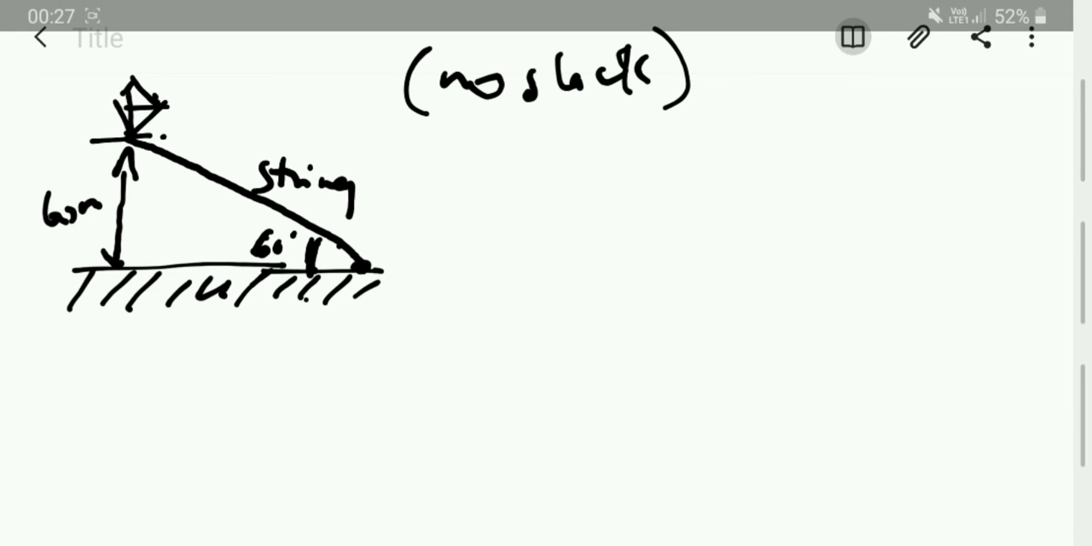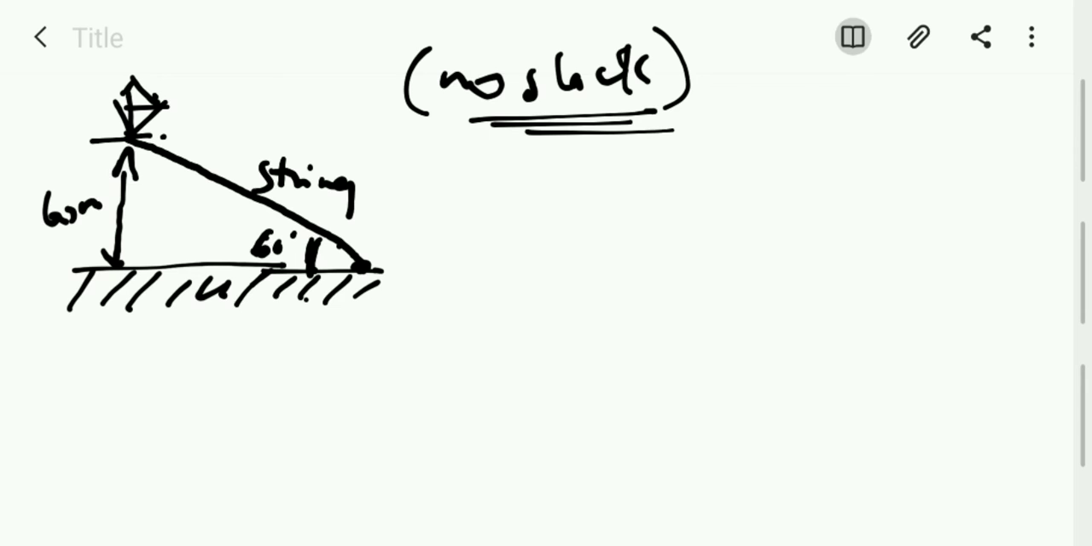I think no slack in the sense the string is absolutely tight. There is no loose part, or no part which is hanging. It is solid straight and solid tight. So you need to assume that it is solidly fitted to the ground. Okay, so just assume that condition. Now I think by this time you should know what you need to find, this string.